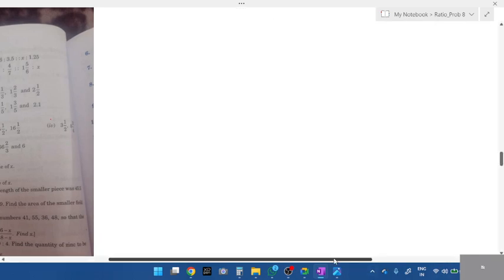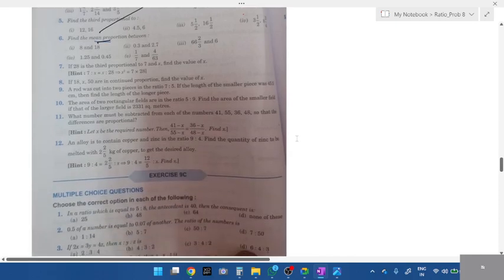Next, word problems, students. I'll just solve one or two, the remaining you will try. Look at the seventh question. If 28 is the third proportion to 7 and x, if it is third proportion, where should I write it? I should write it in the third place.